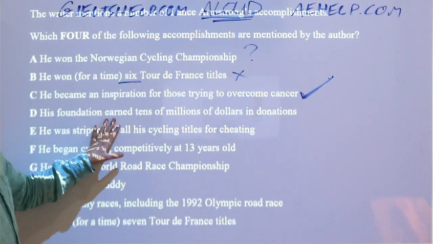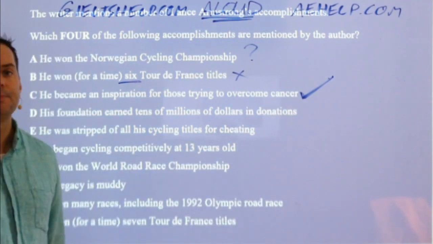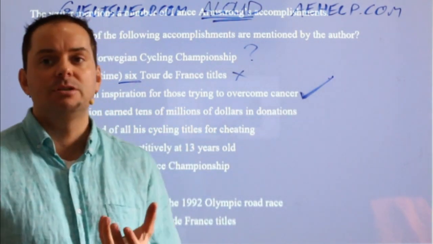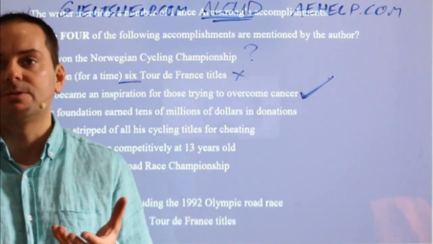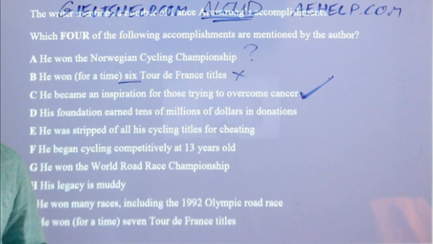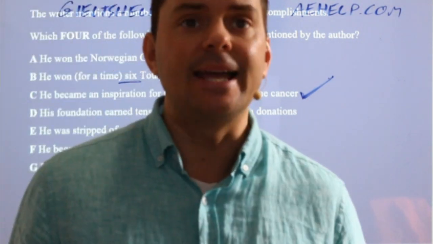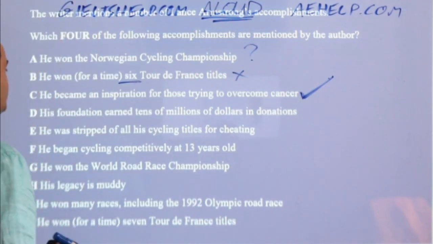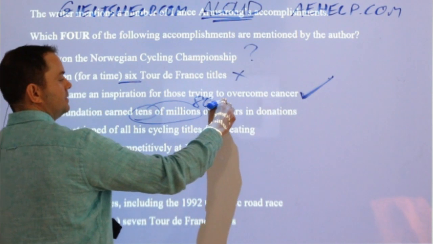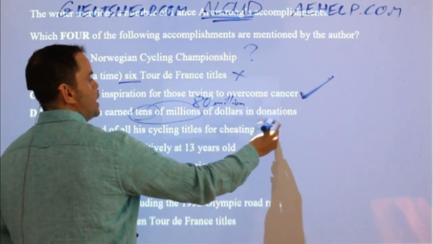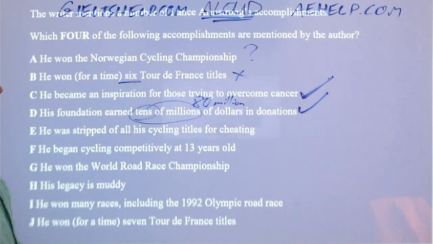His foundation earned tens of millions of dollars in donations. So did his foundation, D, earn tens of millions of dollars? Amandeep says 80 million, so maybe false. Amandeep, 80 million is tens of millions. So tens of millions, that can be 80 million. Okay? So that looks good to me. All right? A lot of you are saying yes.